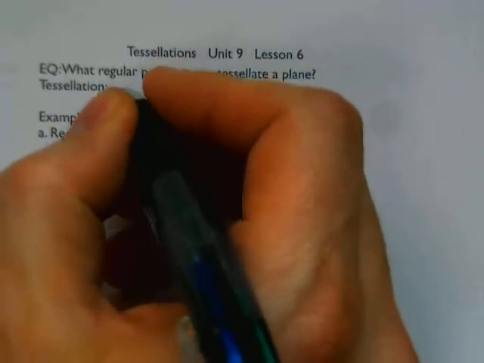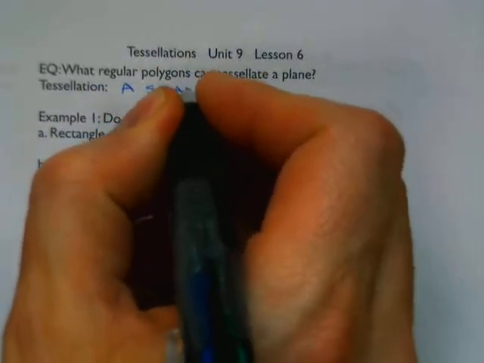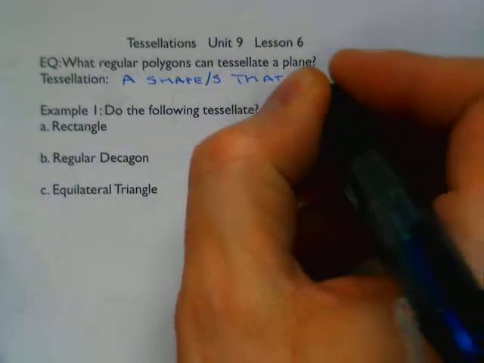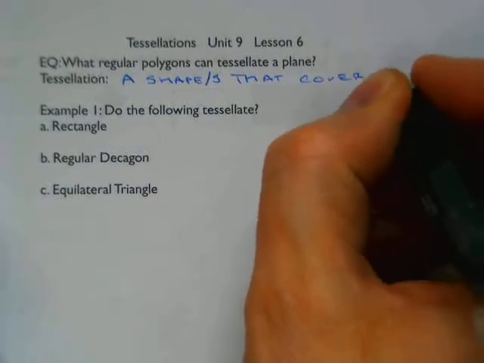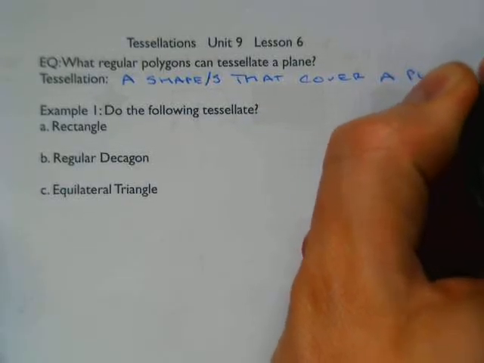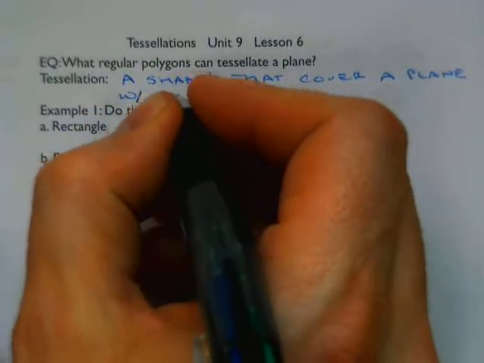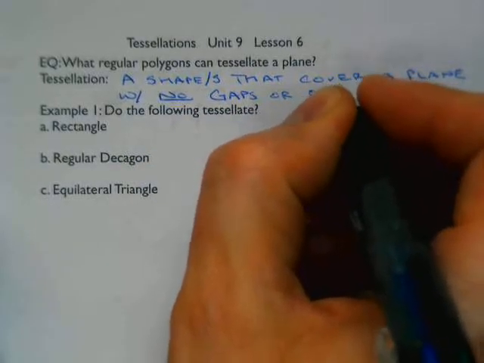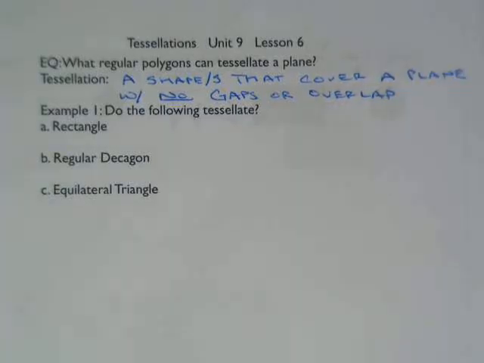Well, it is a shape or multiple shapes that cover a plane, so a two-dimensional space, with no gaps or overlap. Right? So, I'm not saying it could be any shape, but there's lots of different shapes that tessellate, and even when combined with multiple shapes, even more things tessellate. So, first type of question, do the following shapes tessellate?